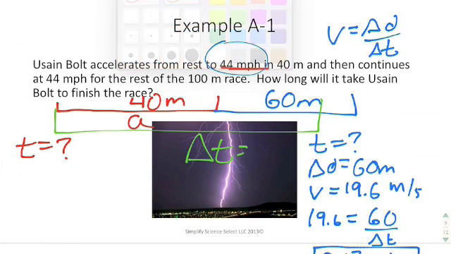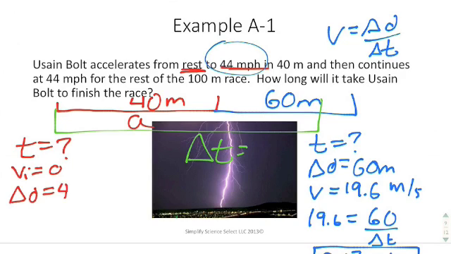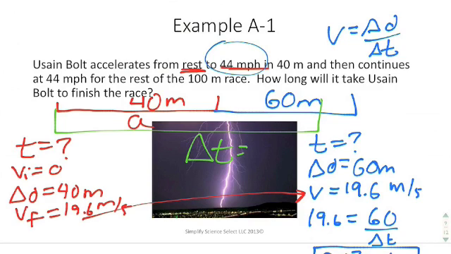Now you should realize that it's going to take probably a little bit more time to do the first part of the race because he's starting off with an initial velocity of 0. Because it says he starts off at rest, we know the initial velocity is 0. We know that the acceleration is not given to us. We do know that the displacement is 40 meters. And we do know his final velocity. Remember, his final velocity is going to be the same 19.6 that he reached. So now we have our four things that we're looking at.